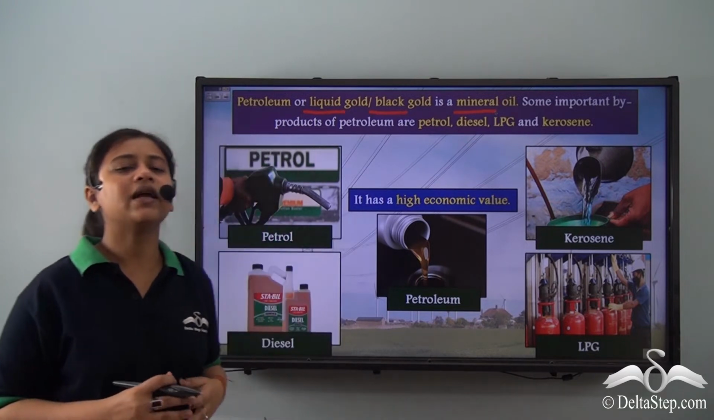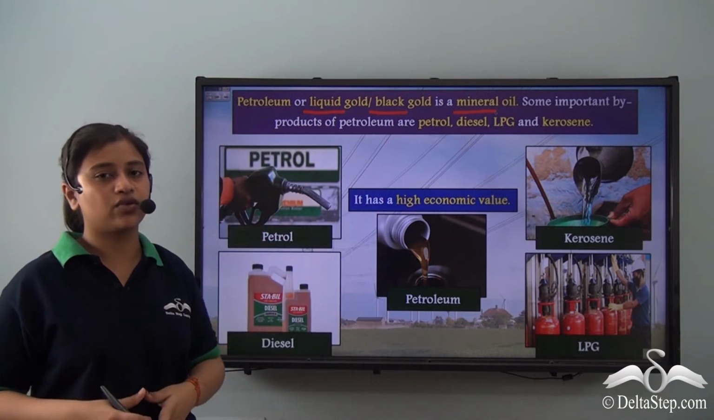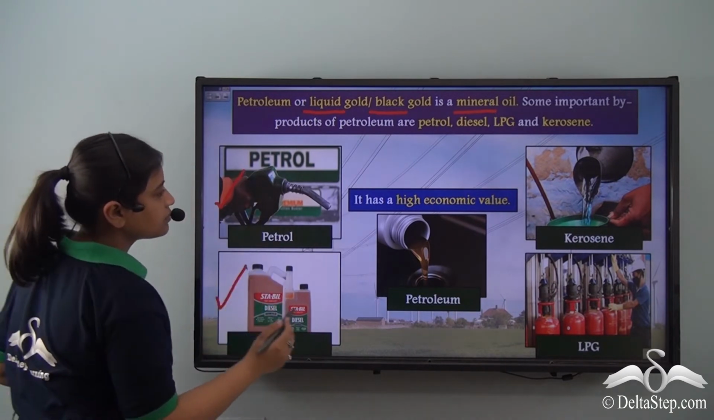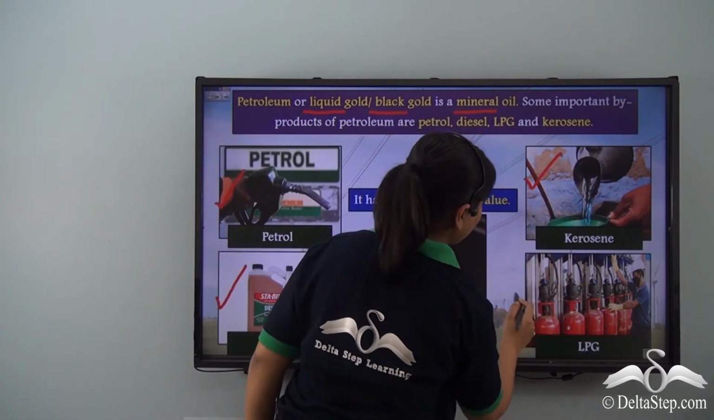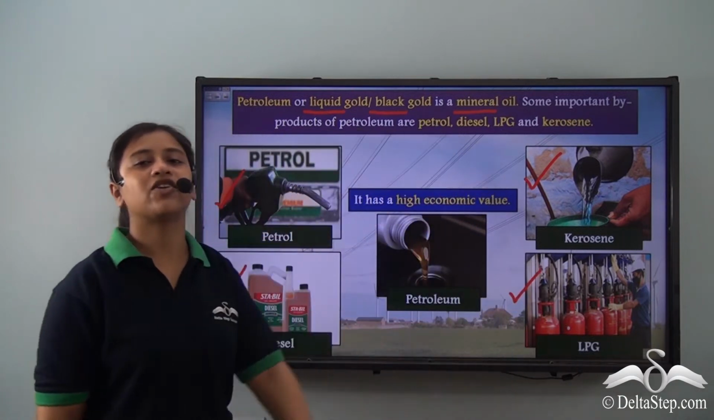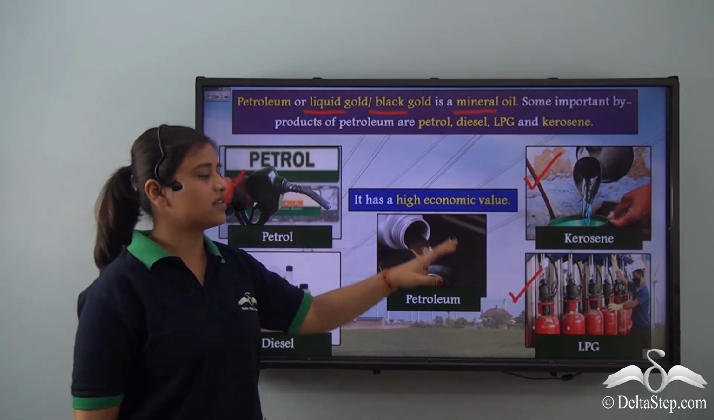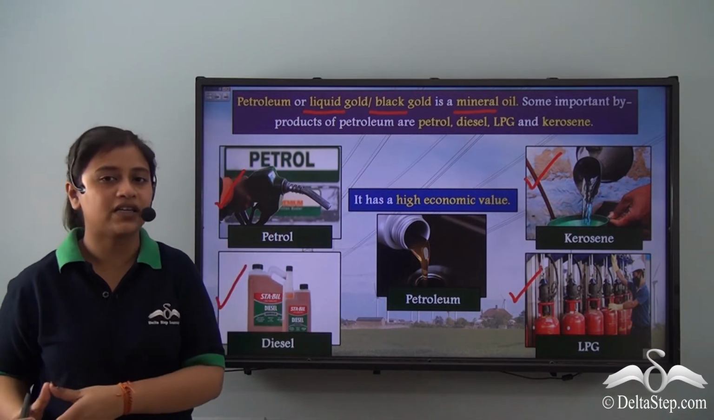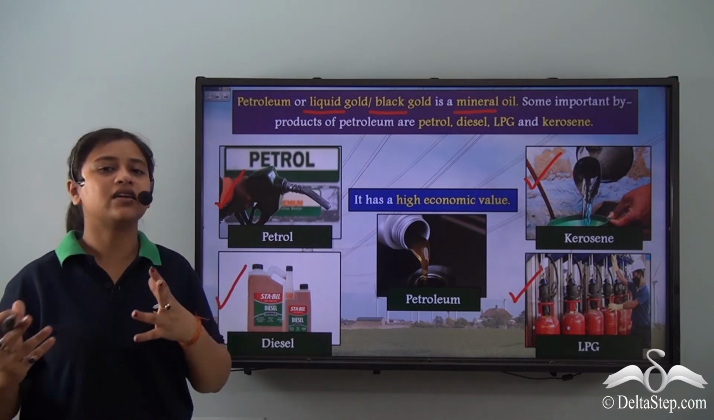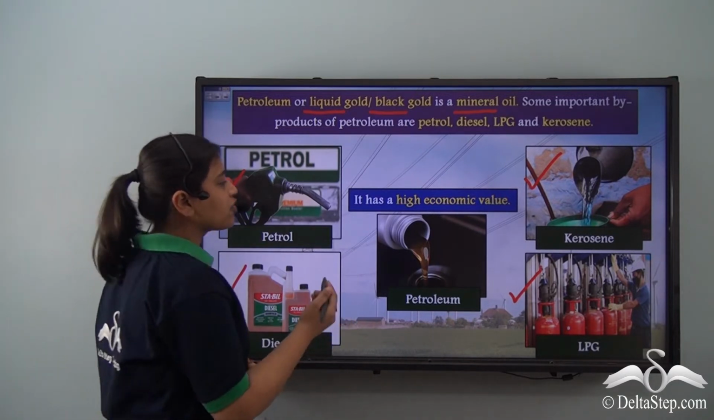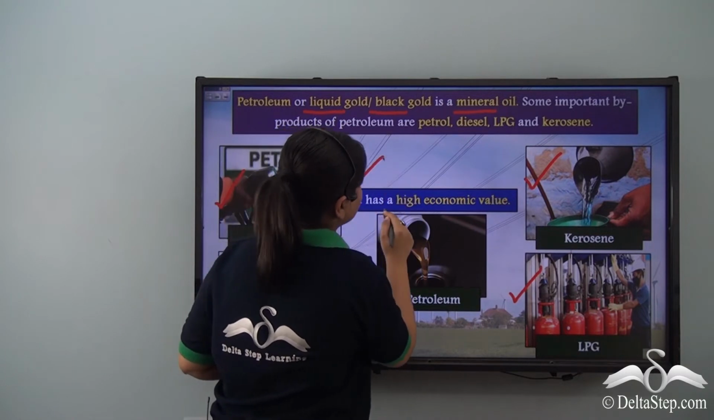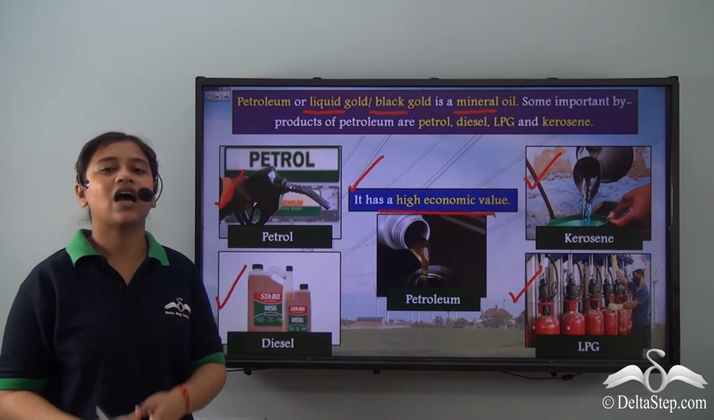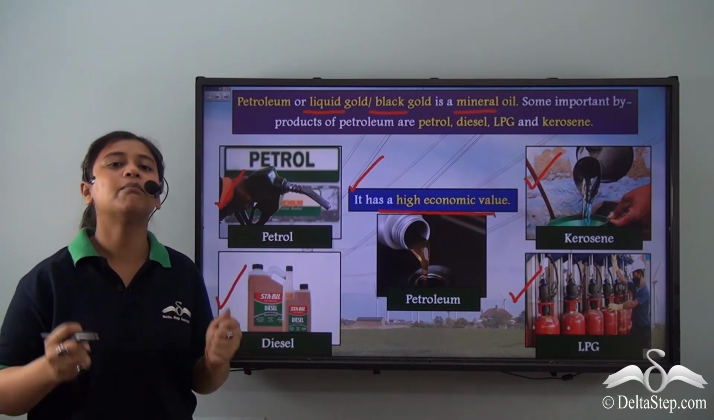Now, there are some very important byproducts of petroleum, which are petrol, diesel, kerosene and LPG or liquefied petroleum gas. You must have seen this and you must be knowing that we use these fuels on a regular basis. So it has a huge demand in the market, and therefore we can say that petroleum has a high economic value. Just like coal, it also has a high economic value or has a good market demand.